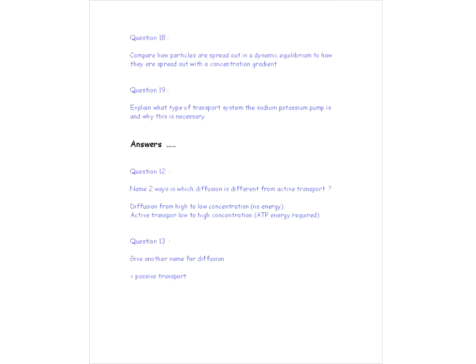So the answer to the first question, name 2 ways in which diffusion is different from active transport. Well, diffusion is going from a high concentration to a low concentration. Active transport is going from a low to a high concentration. Diffusion, again, is passive transport. There's no energy involved. It happens automatically. Active transport requires ATP energy. Give another name for diffusion. We just talked about that, passive transport.